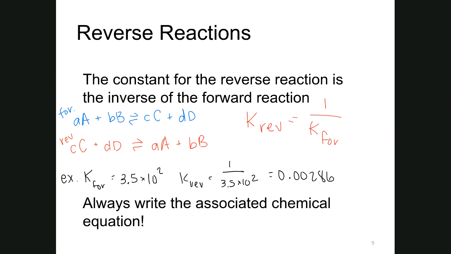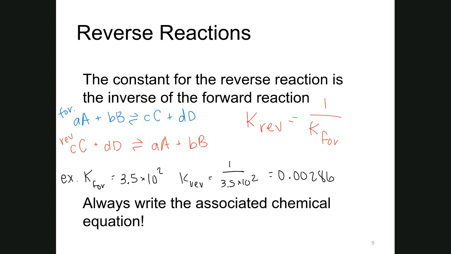What were your reactants in the reaction? Because the forward and the reverse reaction eventually are both going to be happening at the same time, but they have different K values. So you always have to specify what your chemical equation is.